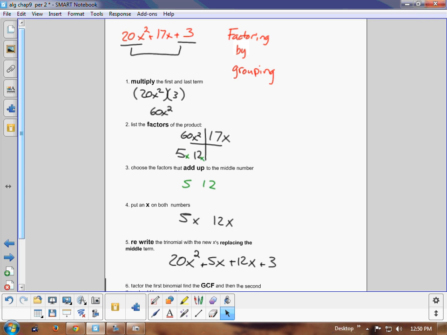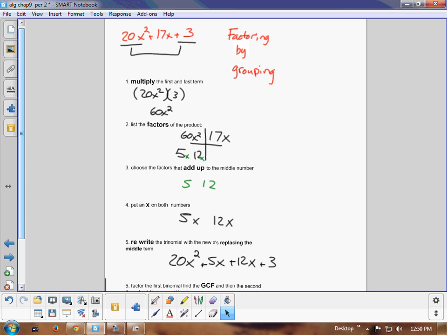I'm talking about up here, the 20x squared. Yesterday, it was just a 1 in front of x squared. Today, we have a 20 in front of it. So we're going to do it a different way. Whenever there's a number in front of x squared, you can do it this way. This is a better way to do it.